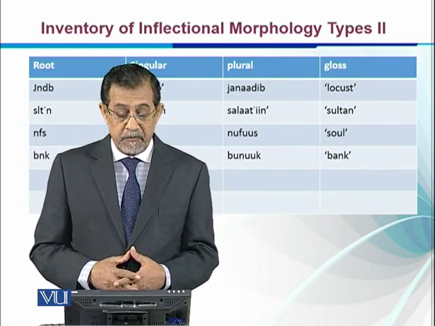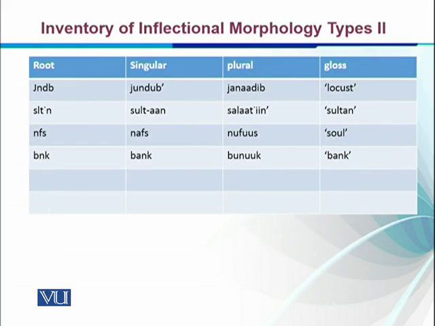For example, if you look at this, root, singular, plural and gloss. So we have the root, which is all consonants. We can have j, n, d and b, right? These are the root words. So the singular form from this is jandub and the plural is janadib. Similarly, s, l, t and n, you have singular sultan and plural salatin.